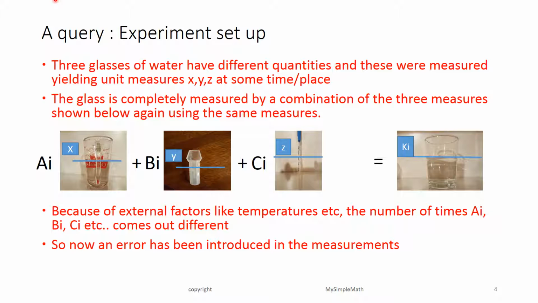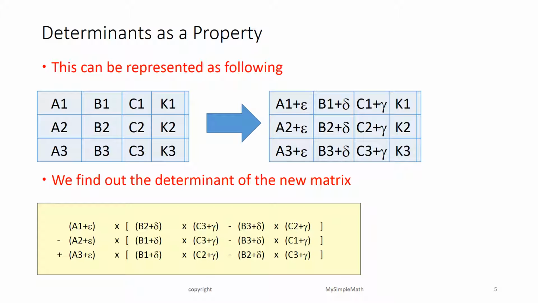How do we represent this in terms of a matrix? Let's put it together. So the original matrix is written here. The original matrix was A1, B1, C1, A2, B2, C2, A3, B3, C3, multiplied by, I haven't shown them here, X, Y, and Z. They would give K1, K2, and K3. K1, K2, K3 being the measures of the glasses of water.